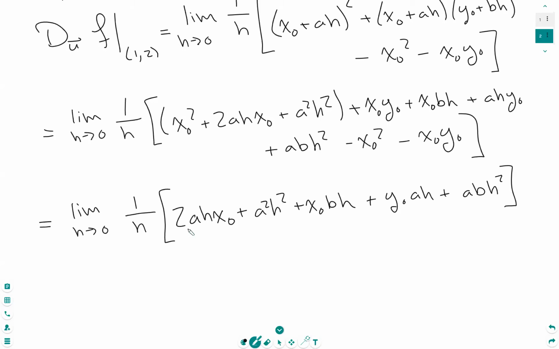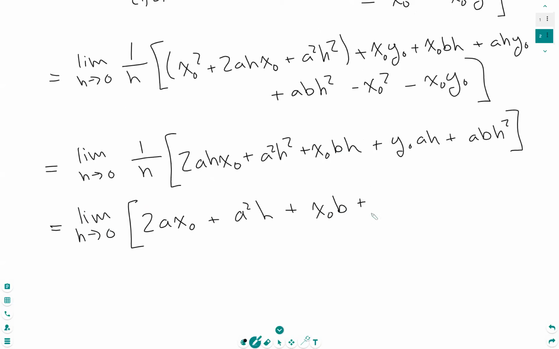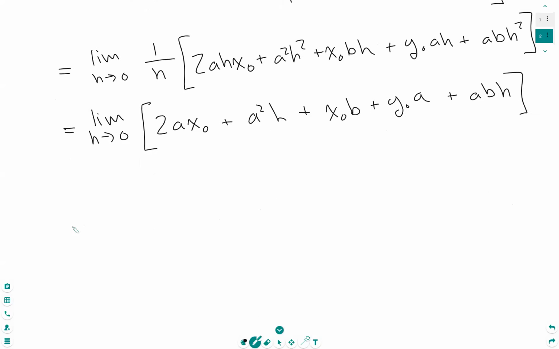So now what I can do is pull this 1 over h through, and notice that reduces the powers of h on a lot of these terms. So this is the limit as h goes to 0. This is just 2a x naught, then I have a squared h, then x naught times b, then y naught times a, and here I have ab times h. So h going to 0 here is really easy to calculate. All of the terms that have h's just go to 0. So this is equal to 2a x naught plus x naught times b plus y naught times a.